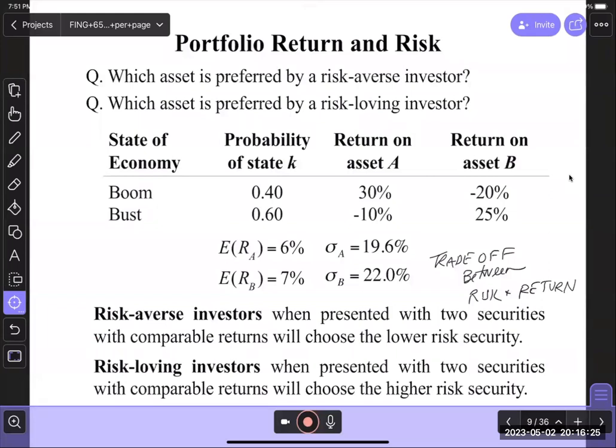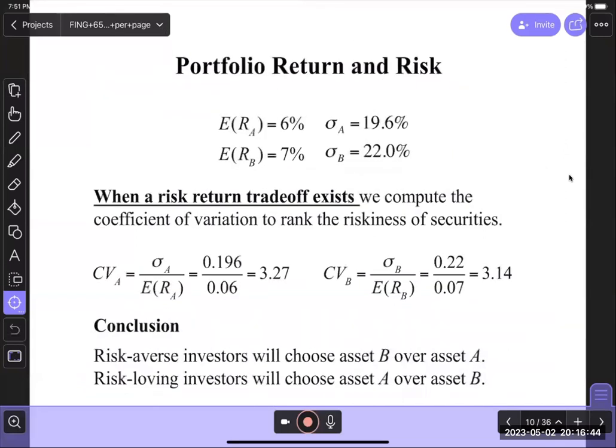In this case, they're comparable, they're very similar, but they're not the same. So we have to figure out a way to make them comparable. Just another point, risk-loving investors, when presented with two securities with comparable returns, will choose the higher risk security. So here we have our data, our statistics about A and B.